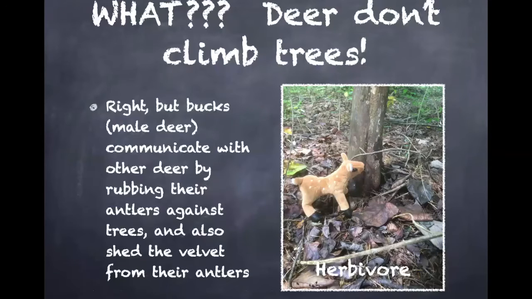And what's this? Deer don't climb trees. Why are they in our slideshow? Well, that's true. Deer don't climb trees, but male deer, called bucks, communicate with other deer by rubbing their antlers against the trees. They also do this to remove the velvet from their antlers. And this doesn't even cover the great food source that some trees provide for deer.